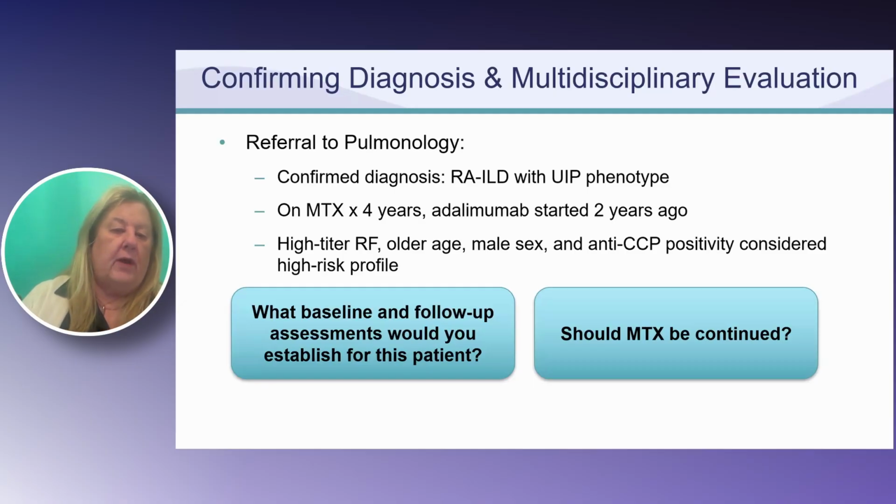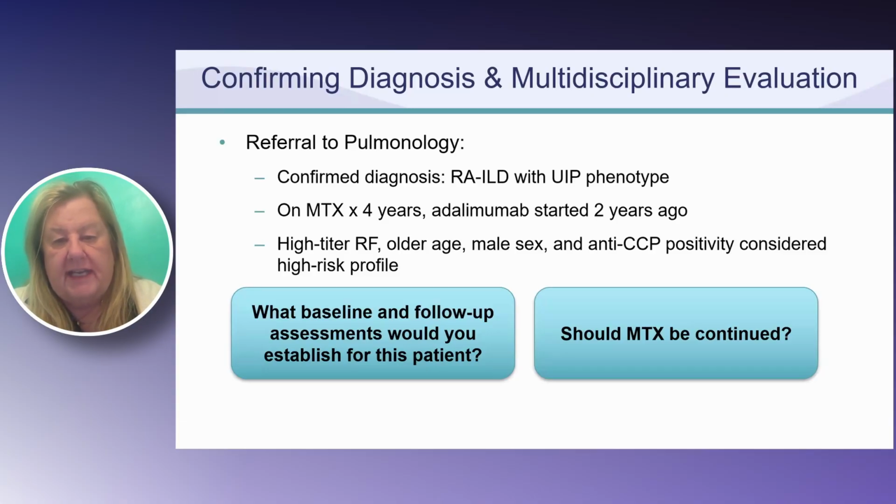Certainly, if pulmonary wants us to order those HRCTs, we can do that. But we want to follow these patients and make sure that we're doing our part in rheumatology and getting that autoimmune disease under control, working with our colleagues in pulm so they can get the recognition of that fibrotic process under control as well.